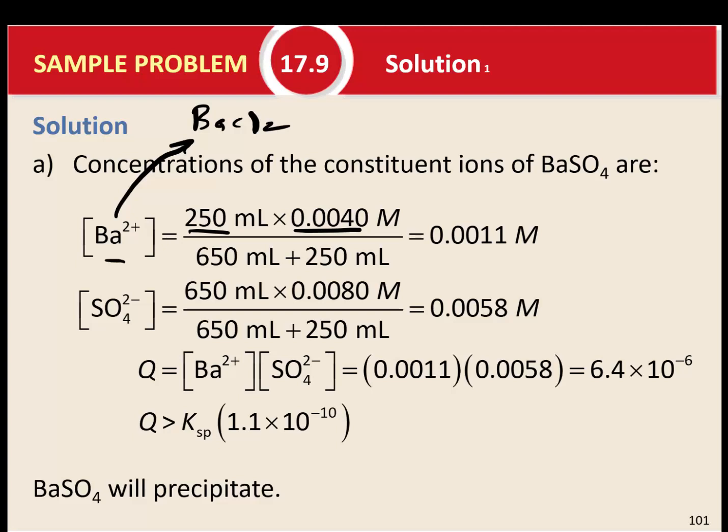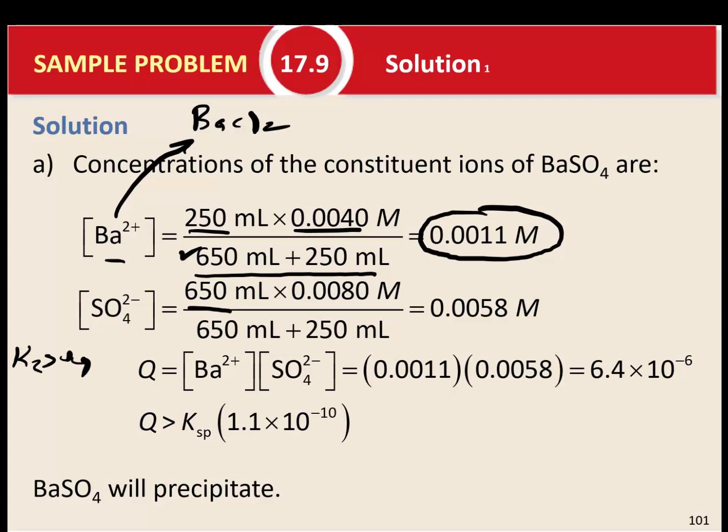Divided by the total volume of the solution now, because you combine the two solutions together. This is one of the most missed parts of the problem right here. And that will give you the molarity of the barium ion. Do the same thing for the sulfate. Take the volume of sulfate, and it's a 1-to-1 relationship between potassium sulfate and sulfate.